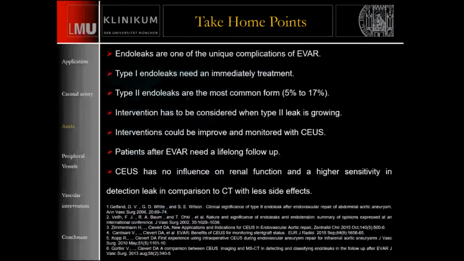What are the take-home points? Endoleaks could appear anywhere and at any time. Type 1 needs to be treated immediately. Type 2, you have to watch and wait. It's important to know what the feeding vessel is. If you speak about a type 2 leak, it's the lumbar artery or the IMA, with a different pathway of treatment. The patient has to go under follow-up for the rest of their life. And in our experience, contrast ultrasound is more sensitive in comparison to CT in the detection of leaks.